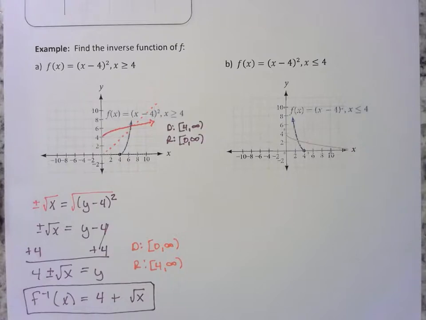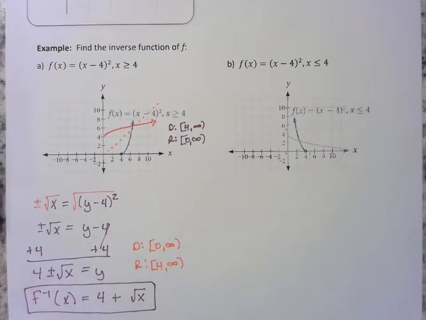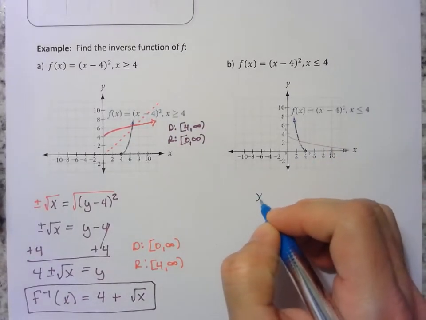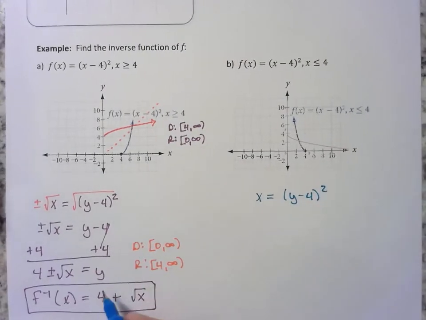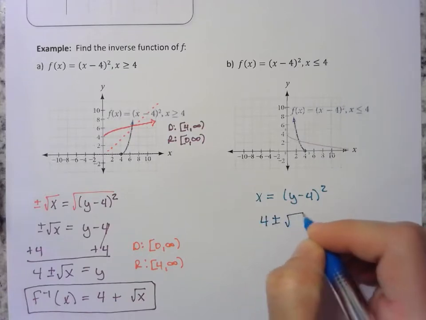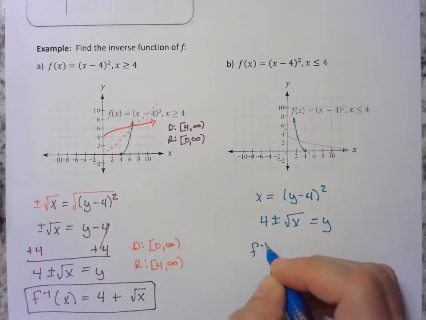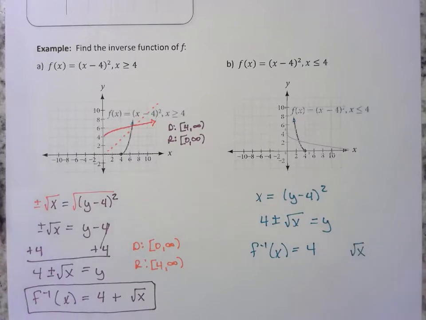Okay, let's find the inverse going the other direction. Well, we know whenever we switch x and y, we get the same thing as we got on this side. So I'm going to just skip down to that last step. We still get 4 plus or minus the square root of x is equal to y. So the inverse function is equal to 4 something square root of x.